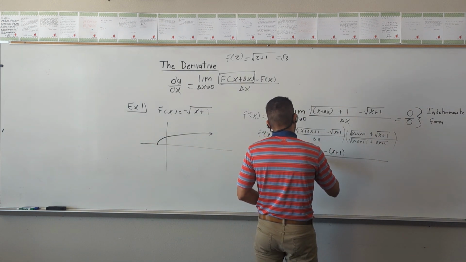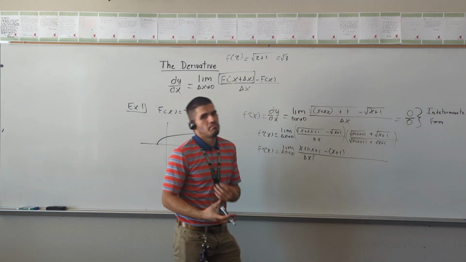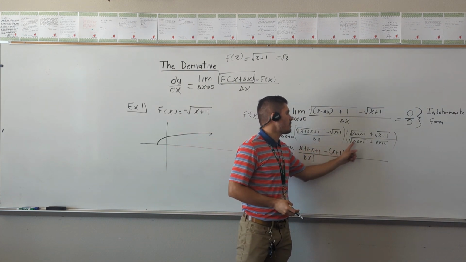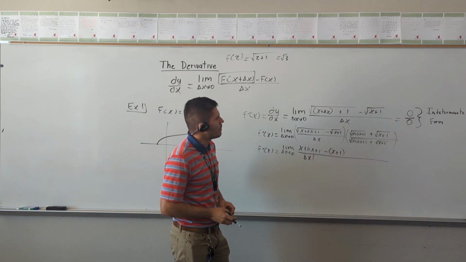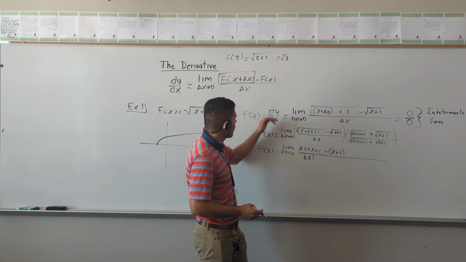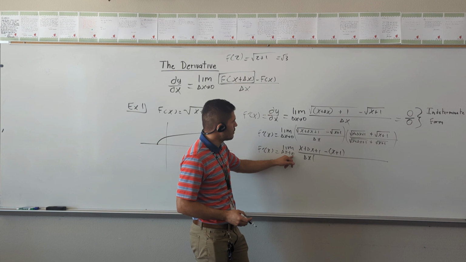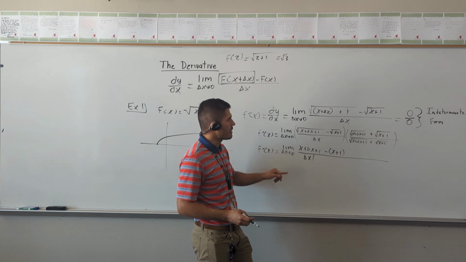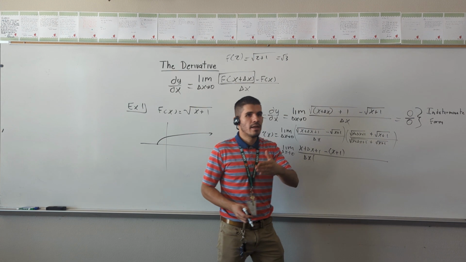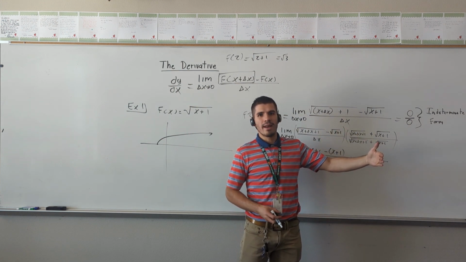Denominator-wise, I will advise, please listen to this part, that you do not try to distribute the delta x over to the square roots. The reason is, and I want you to think about this, when we're going to take this limit, we have to put 0 in for delta x. So if you really think about it, there has to be a way for me to cancel that delta x. If you distribute the delta x, you may not be able to see that.